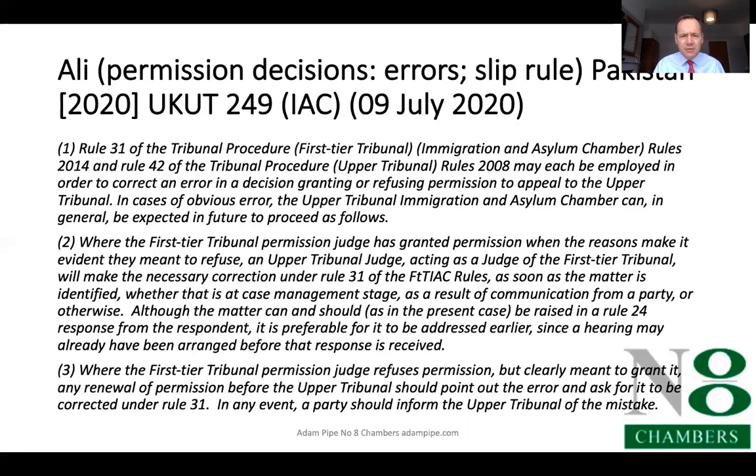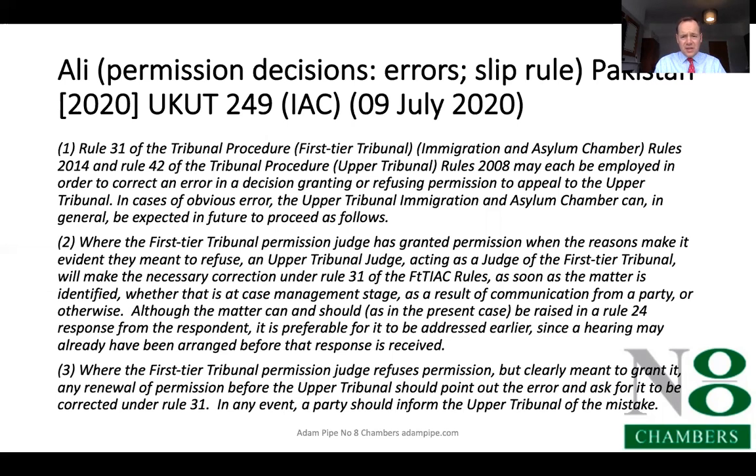So the case came before the Upper Tribunal and a presidential panel of the Upper Tribunal in order to give guidance on this issue when there are errors in permission to appeal decisions. So at head note 1, you'll see that the 2 slip rules, Rule 31 in the First-tier rules and 42 in the Upper Tribunal rules, can be employed to correct an error granting or refusing permission to appeal to the Upper Tribunal.